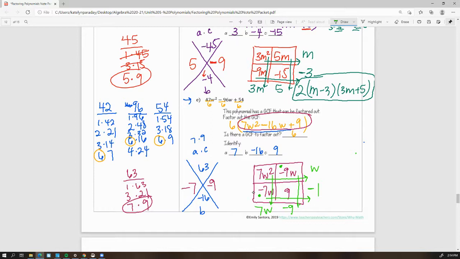So my answer at the end, can't forget about my 6 that I took out here, and then w minus 1 times 7w minus 9. Okay.